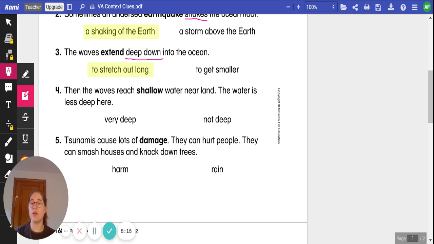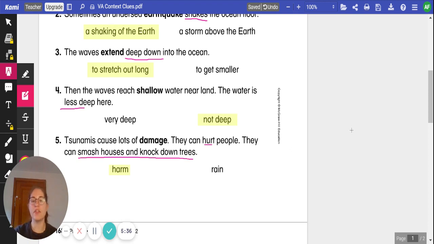And we have number 5. Tsunamis cause a lot of damage. They can hurt people. They can smash houses and knock down trees. Go ahead and pause to figure out the meanings of those two bolded words. Make sure you underline in your sentence to show what your clues were. Click play when you're ready to review them.